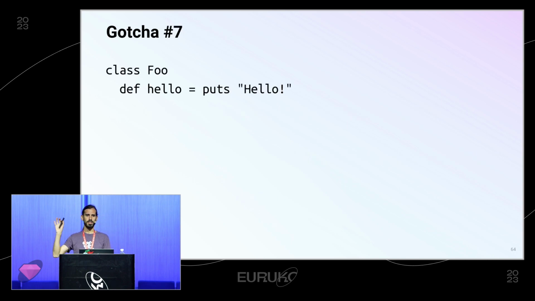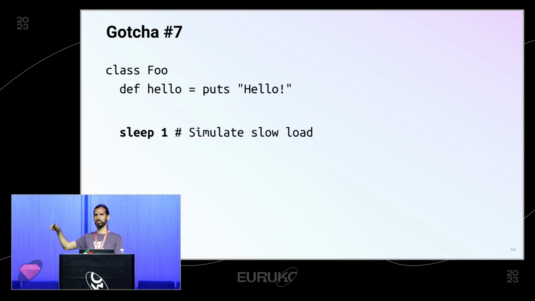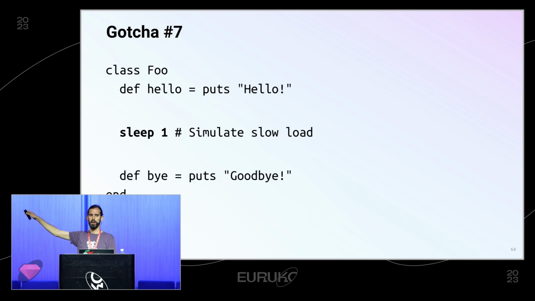Okay. Number 7, and last one. Let's say we have a hello method, and then we have a sleep here. And you might not know, but when you're defining a class, it's actually Ruby code that's running. So you can put sleep there, you can put the puts there, you can put anything. So here I'm putting a sleep, and there's like a bye.